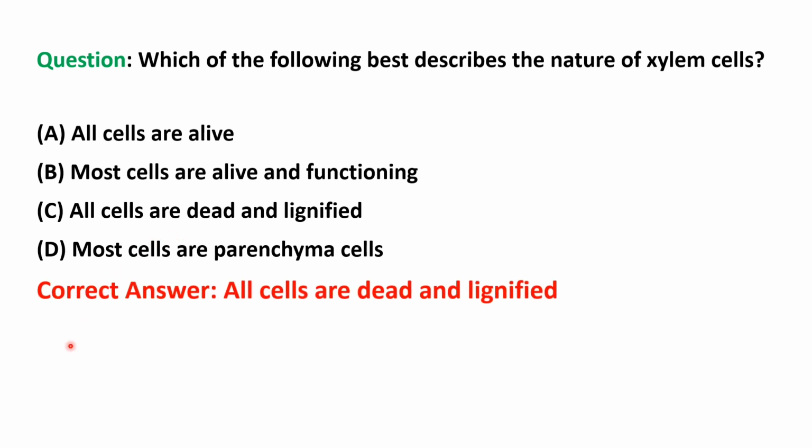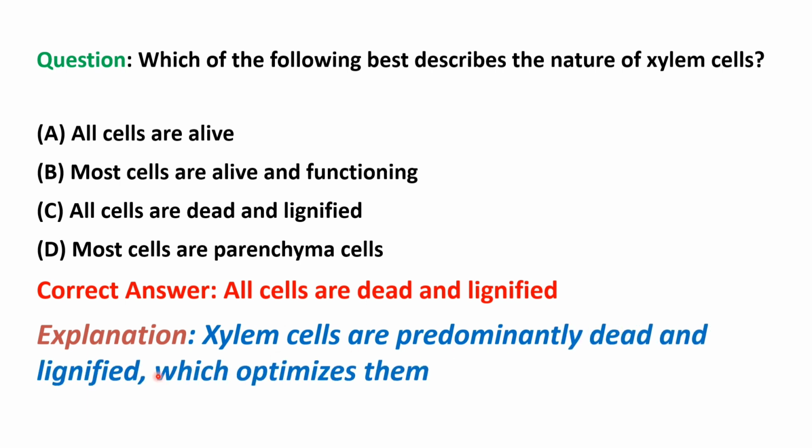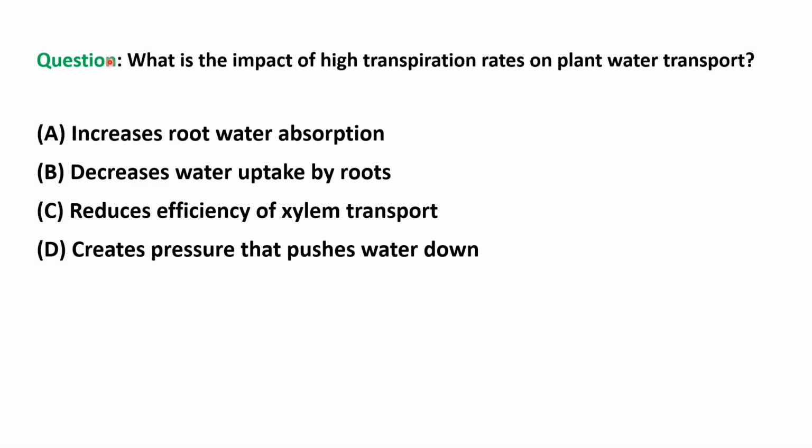Okay, so here is an explanation. We are saying the xylem cells are predominantly dead and lignified, which optimizes them for water transport and support. So this is why the xylem vessels are able to transport water and dissolved minerals, and that is why they also offer structural support to a plant. So we now move on to our next question. So here is our next question.